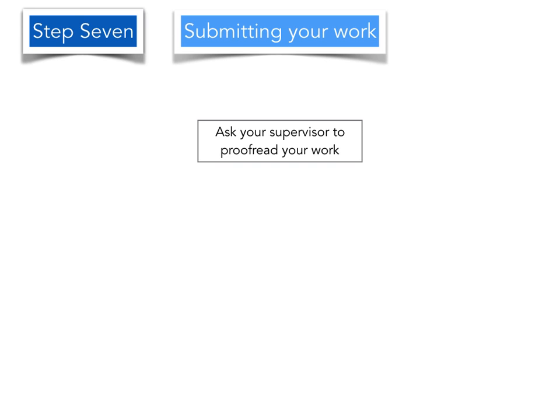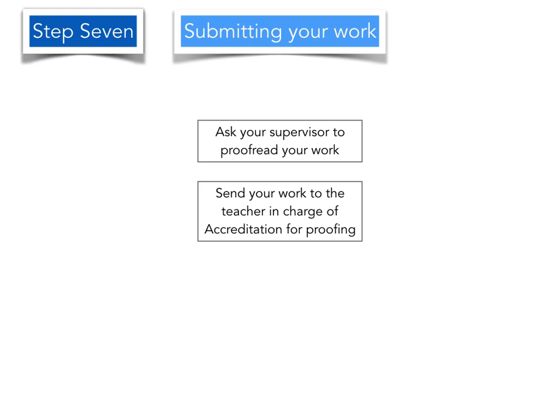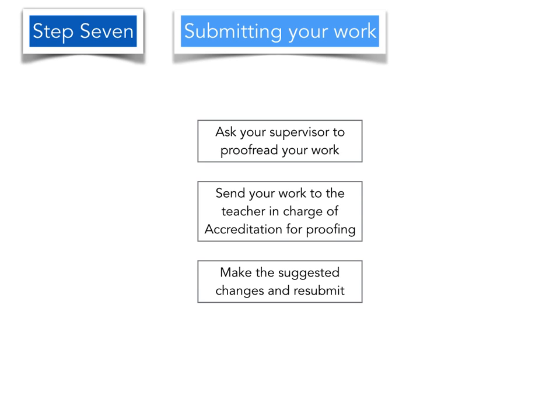Once this is all done, you should be asking your supervisor to proofread your work. You should then send your work to the teacher in charge of accreditation for proofreading. You should make suggested changes and resubmit. At this point in time, you should expect some changes to be made. Don't feel as though your work is not up to the standard if you are asked to make a few changes. It's pretty common for a new scheme teacher to have to make some changes to their annotated evidence or their evidence cover sheets.